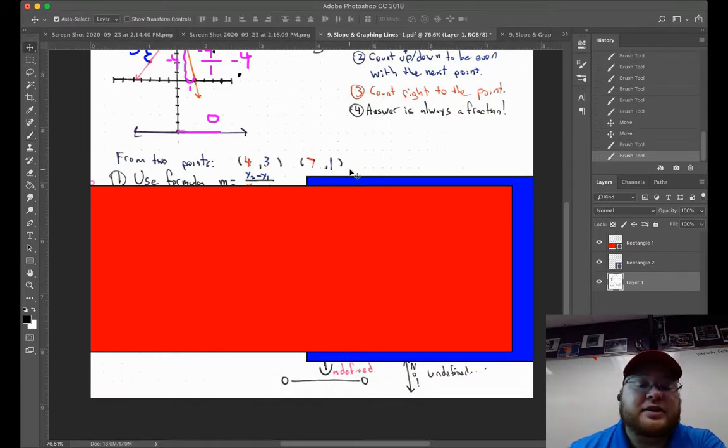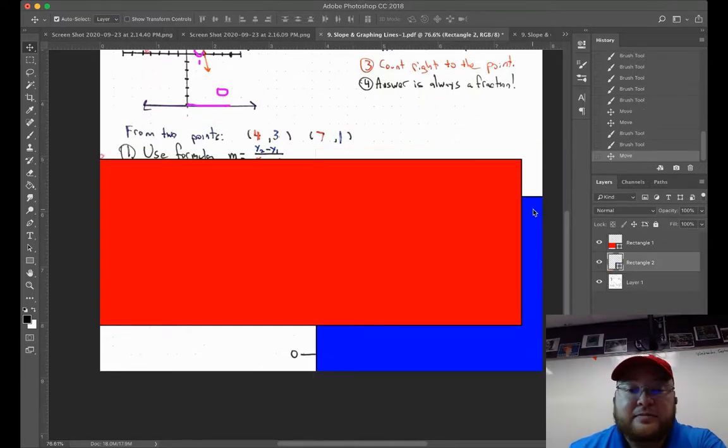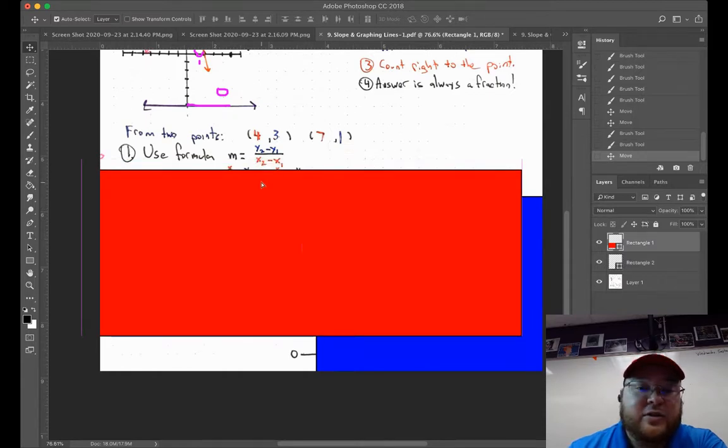Sometimes you're going to get points though that you can't graph, or I didn't give you a graph because people don't want to make their own. So you're going to use the formula to do that, which is once again y2 minus y1 over x2 minus x1. The 2 and the 1 are just saying that it's two different y's. It's not squared or anything like that.